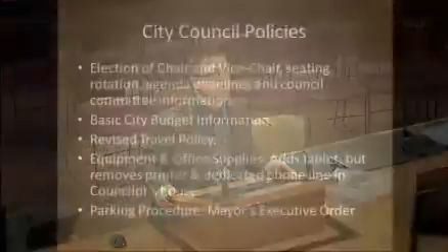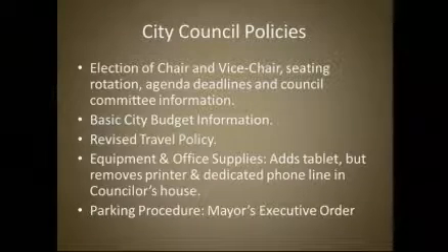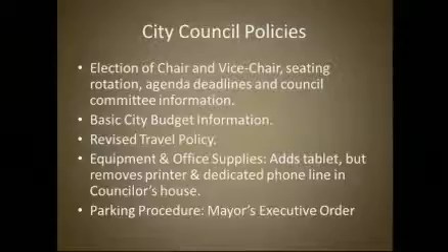The next chapter is city council policies. This includes how a chair and vice chair is elected, how often a seating rotation takes place, the agenda deadlines, and the council's other committee information, such as this committee and the other 3 committees, how often they meet. It does include basic city budget information, how the capital program is funded, how the operations budget is funded. It includes references to the city charter, the basis for some of these dates and things of that nature.